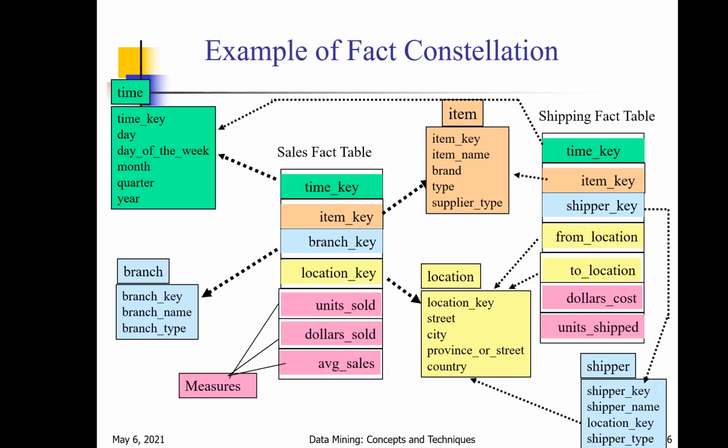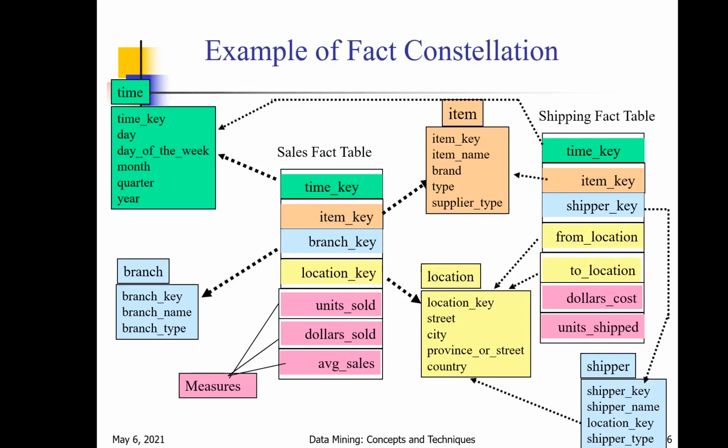That is nothing but the sales fact table connecting to the shipping fact table by using this location dimension. So two or more fact tables are combined using a common dimension or common dimensions. That is nothing but fact constellation. That's why we are calling it a fact constellation.